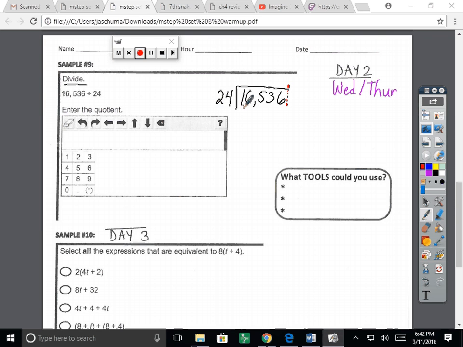Does 24 go into 1? The answer is no. Does it go into 16? If we take the first 2 digits here, we'd still say no. Does 24 go into 165?